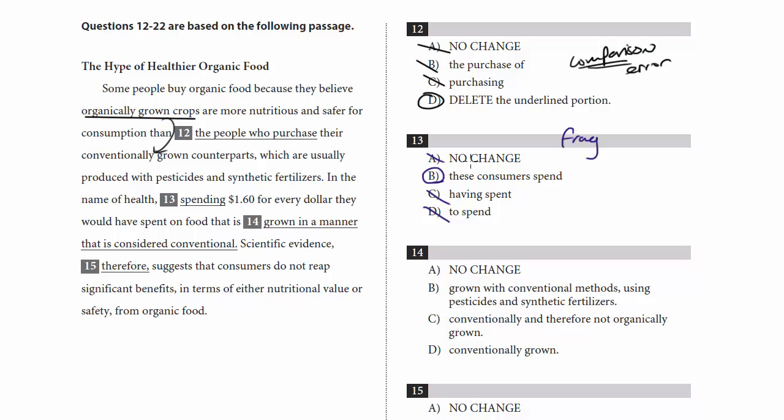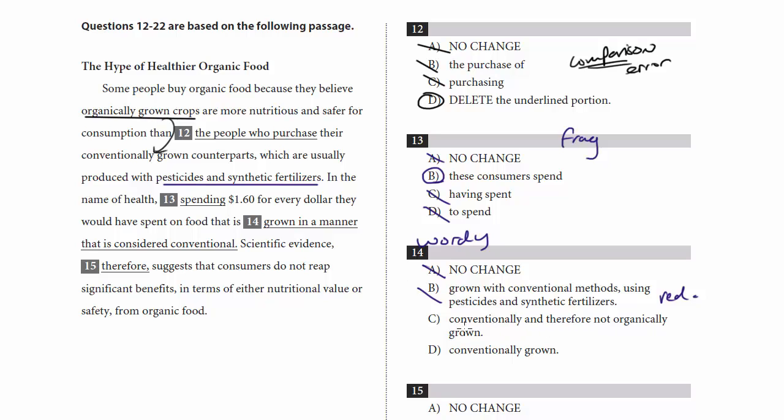14. So in the name of health, these consumers spend $1.60 for every dollar they would have spent on food that is grown in a manner that is considered conventional. Looking at the original, this is pretty wordy. Grown in a manner that is considered conventional. Hopefully we can find something a bit shorter, more concise. Food that is grown with conventional methods using pesticides and synthetic fertilizers. Notice this is redundant because we mentioned this exactly in the previous sentence. There's no reason to repeat this.